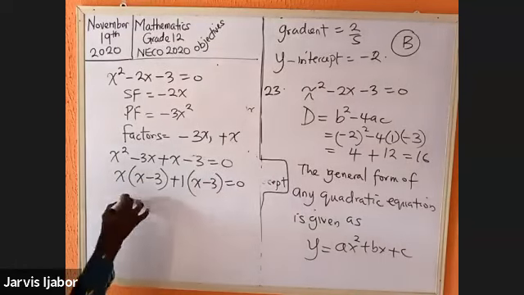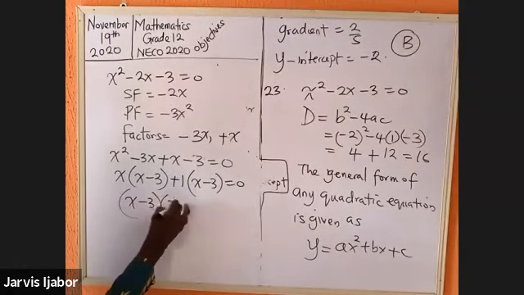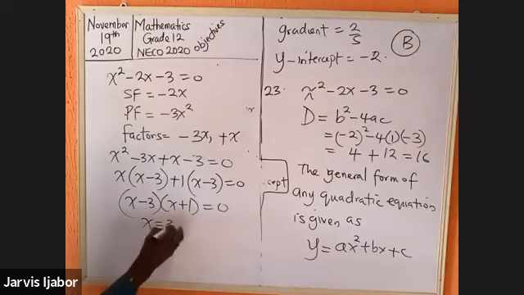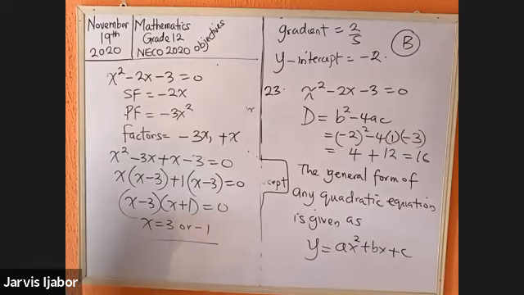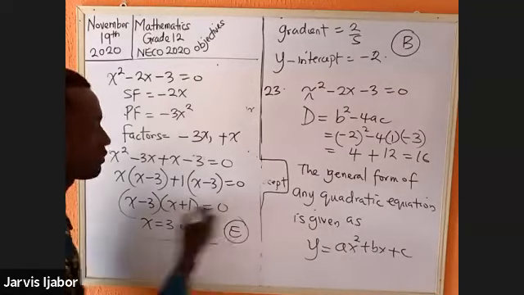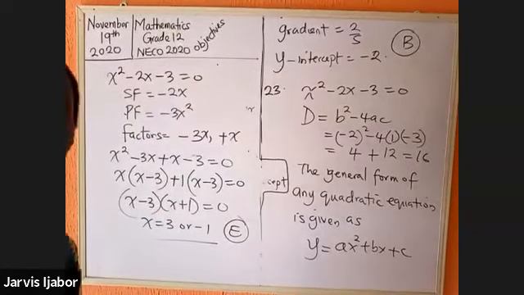So what does that give you? x minus 3 into x plus 1 equal to 0. And what do you have? x will be equal to 3 or -1. So that's it. That's how this question is being handled. That's question 23. And according to the exam, your answer will be what? E. Answer will be E.